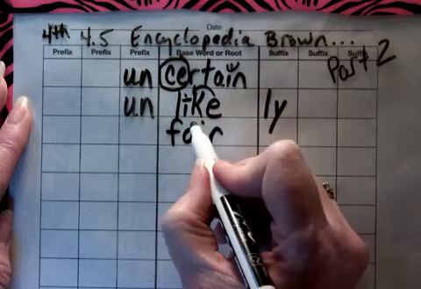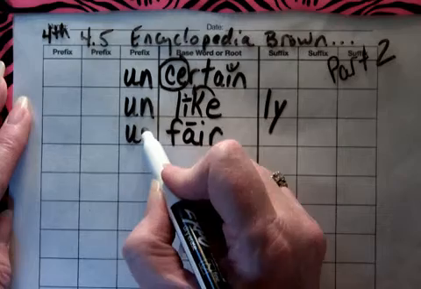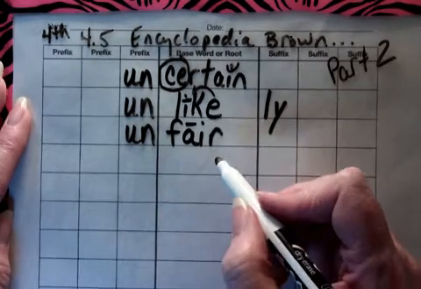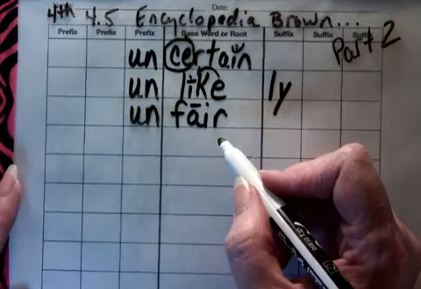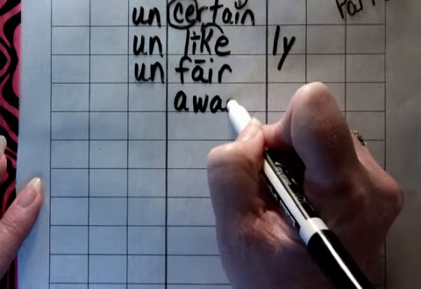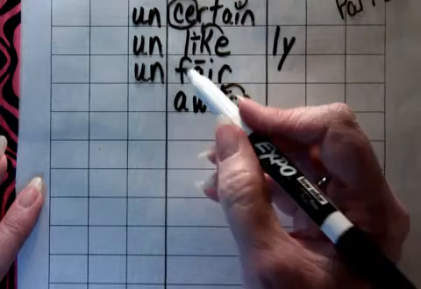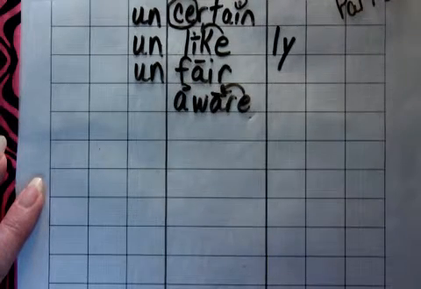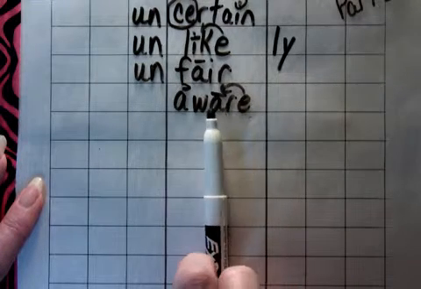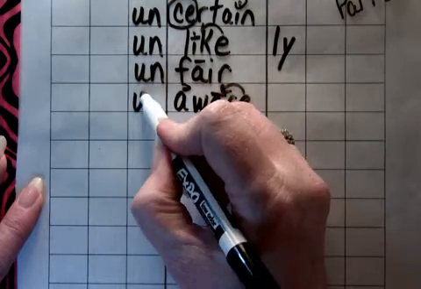The next base word is fair. F-A-I-R. Fair. And the prefix is un. Unfair. The next base word is aware. Aware. The E is making the A say its long sound. This is a schwa. It's in a syllable by itself. Aware. We're not doing syllable breaks. We're just paying attention to base word. And the prefix is un. Unaware.